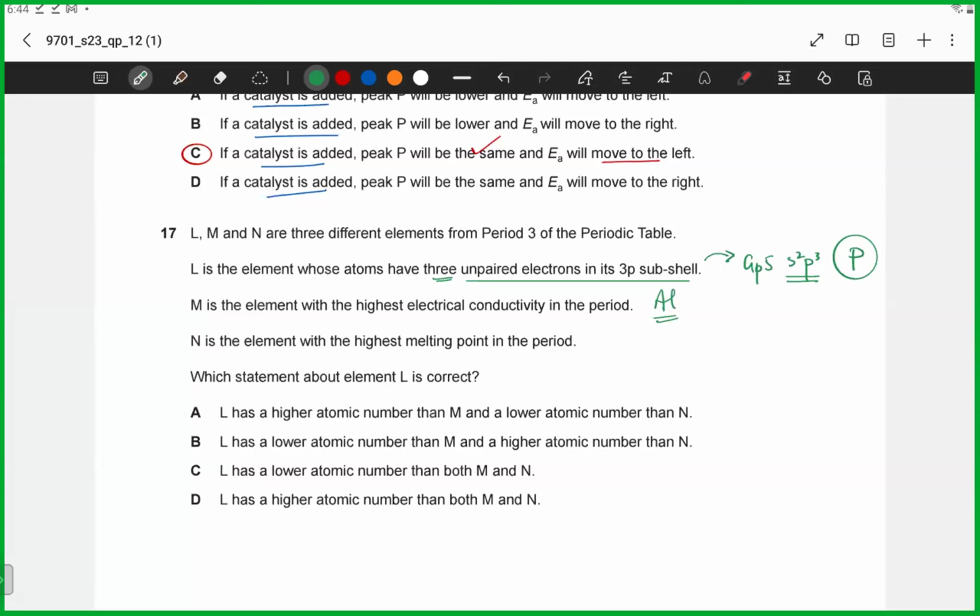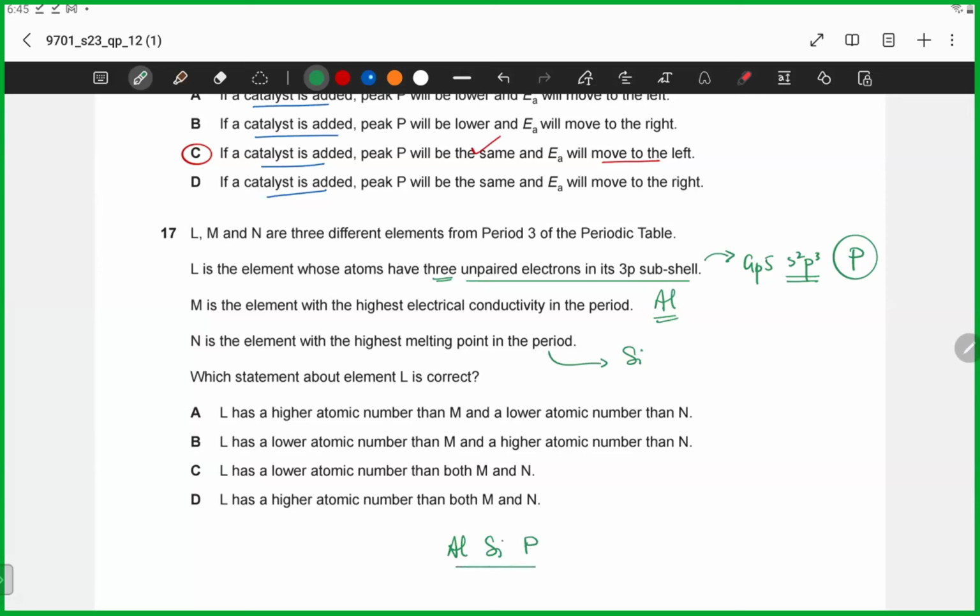N is the element with the highest, ये तो आसान है बहुत. Who's got the highest? ठीक है, that's silicon. तो अब आंसर करो. इसको पहले तो ऑर्डर में लिखो. This is Al followed by Si और साथ ही फॉस्फोरस है. ठीक है, लाइन में सारे.